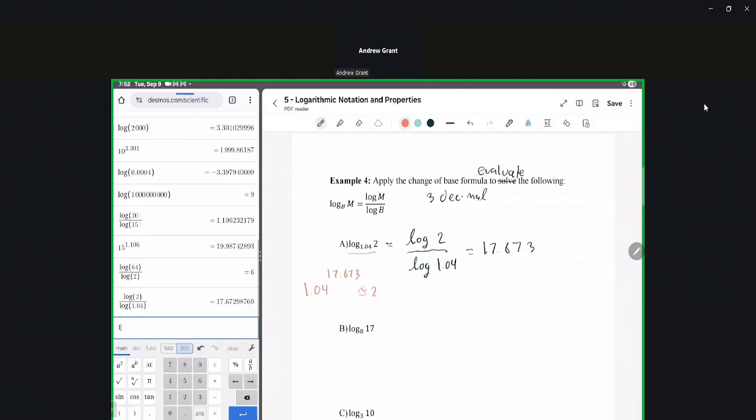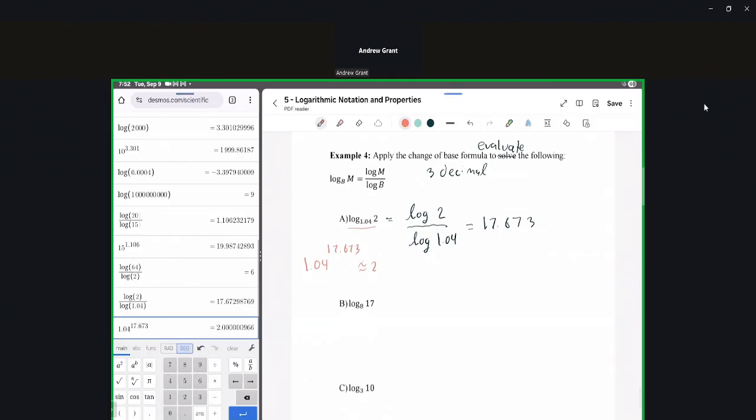So if we take 1.04 to the power of 17.673, we get about 2. Actually, this one's pretty good. It's fairly accurate. Okay. And so I'm going to stop showing that these answers work, and we'll just go through these.